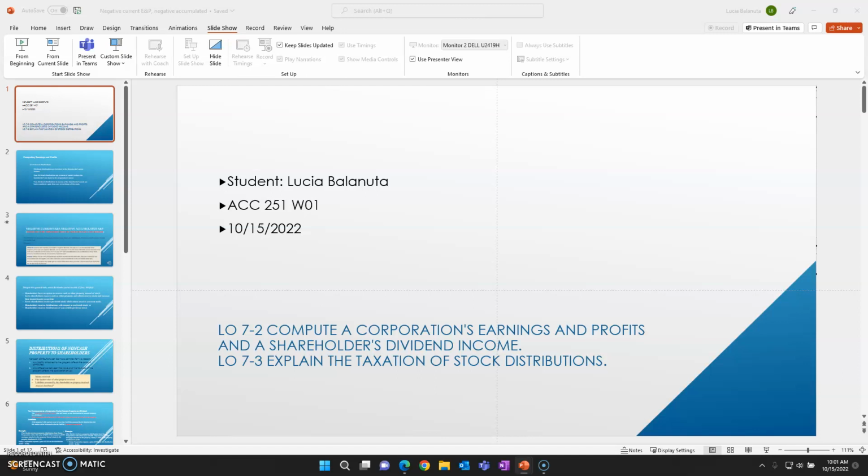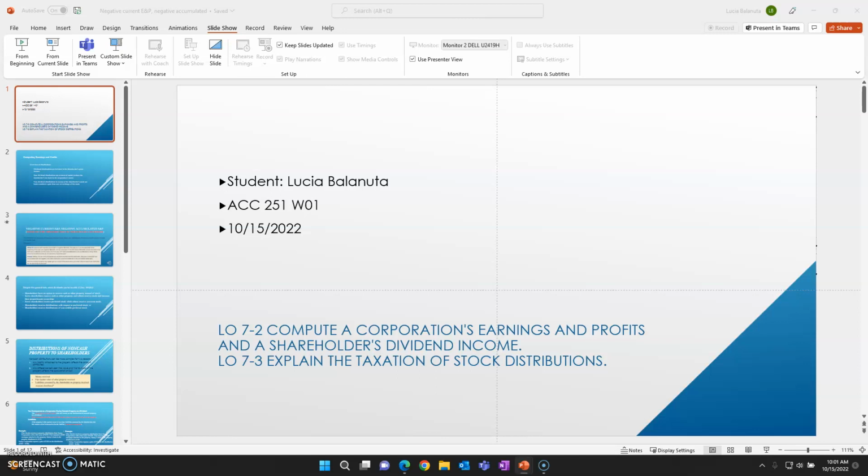Current versus accumulated earnings and profits. Current earnings and profits: taxable income as adjusted. Accumulated earnings and profits: total of all prior years. Current earnings and profits as of the first day of the tax year are reduced by distributions from earnings and profits. The distinction between current and accumulated earnings and profits is important. Taxability of corporate distributions depends on how current and accumulated earnings and profits are allocated to each distribution made during the year.